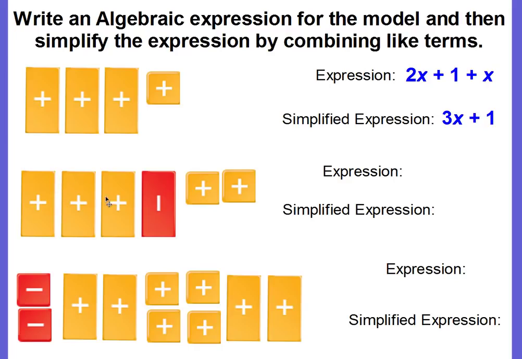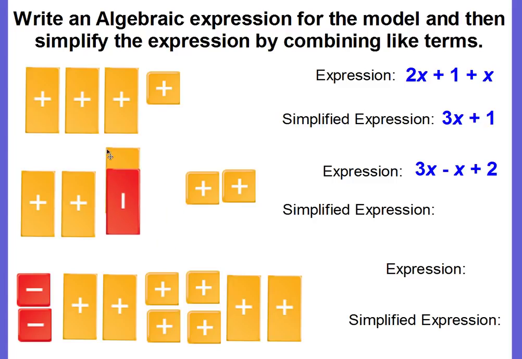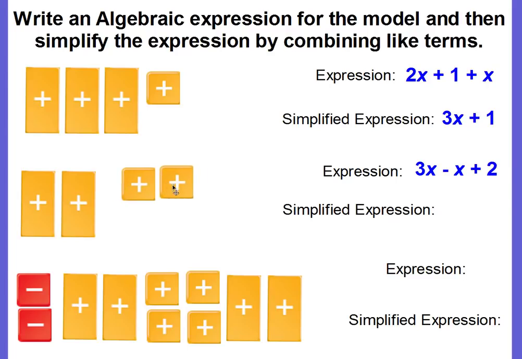What about this one? What do you see here? I see 3 positive x tiles, 1 negative x tile, and 2 positive unit tiles. So the expression would be 3x minus x plus 2. And if you'll recall from our integer unit, we learned that a positive and a negative make a zero pair, so they cancel each other out. So we can remove it, and what are we left with? We're left with 2 x tiles and 2 positive unit tiles. So the simplified expression would be 2x plus 2.